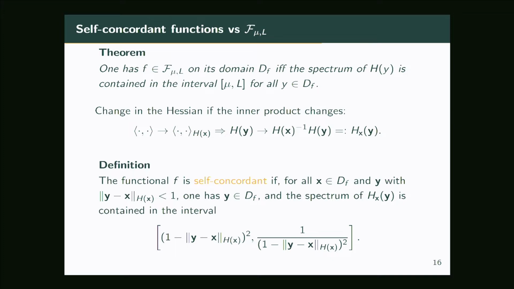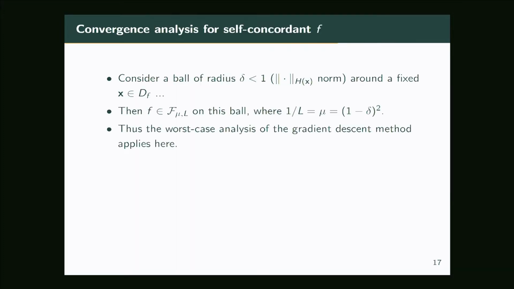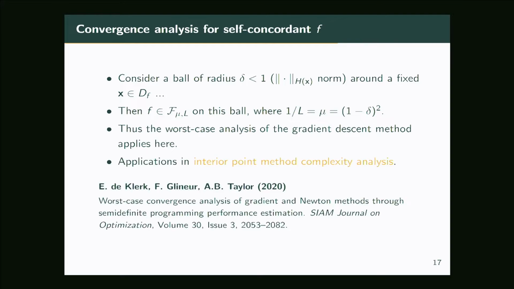I am going slightly slow, so I'm just going to jump to the conclusion of this. Basically, the worst-case analysis of the gradient descent method applies here. We just have to reinterpret our function class and our inner product, and then we can analyze one iteration of Newton's method. The function class that we can analyze is the class of self-concordant functions.